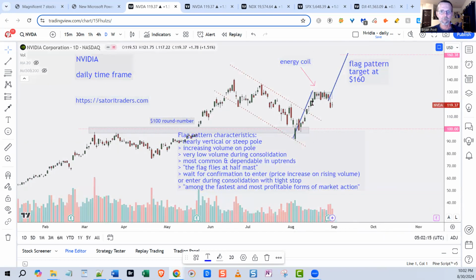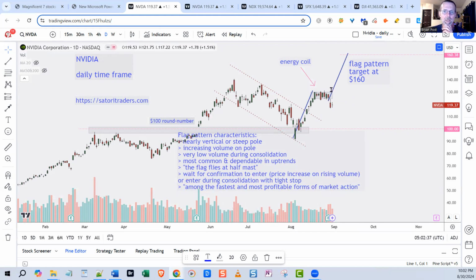Oops, we copy. Oh, what just happened there? Let's see if we can keep going here, and put it up at the top of the pattern to get our target. So wait for confirmation to enter among the fastest. Yeah, okay. So two options here.